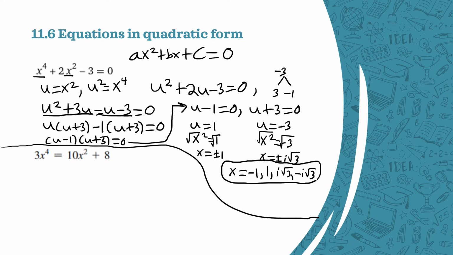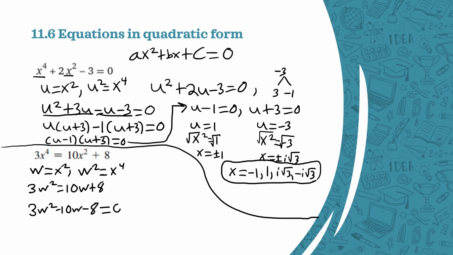So I'm going to put this line here to separate my work from the next one. Now this one's the same general idea, except I'm not going to use u again because I used it here. I don't want to make it more confusing, so I'll call it w. So let w equal x squared. And if I square both sides, I get w squared equal to x to the fourth. So 3x to the fourth is 3w squared, equals 10 times x squared, which is w, plus 8. If I subtract 10w and 8 from both sides, I get 3w squared minus 10w minus 8 equals 0.